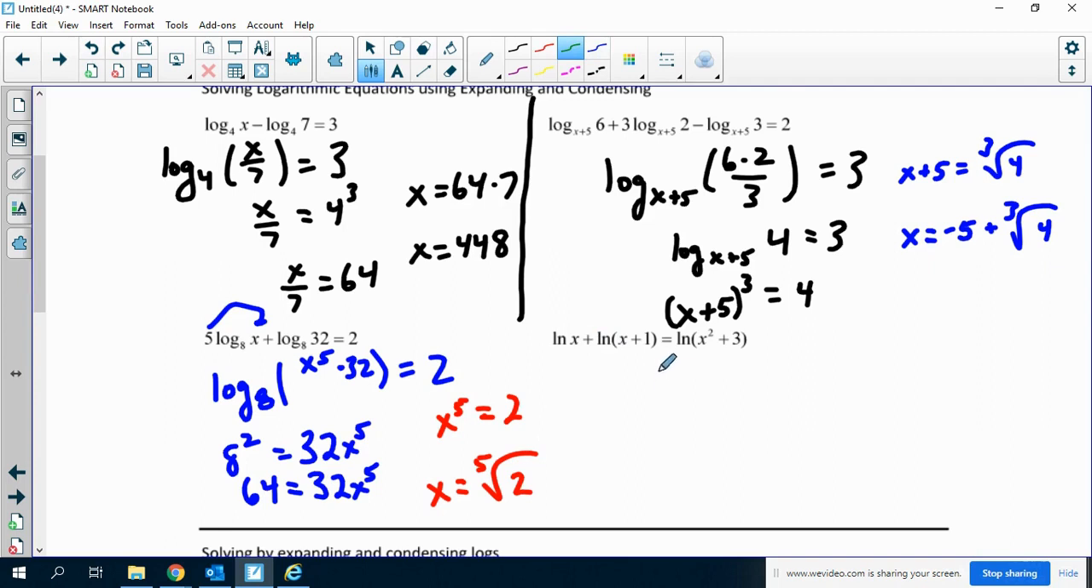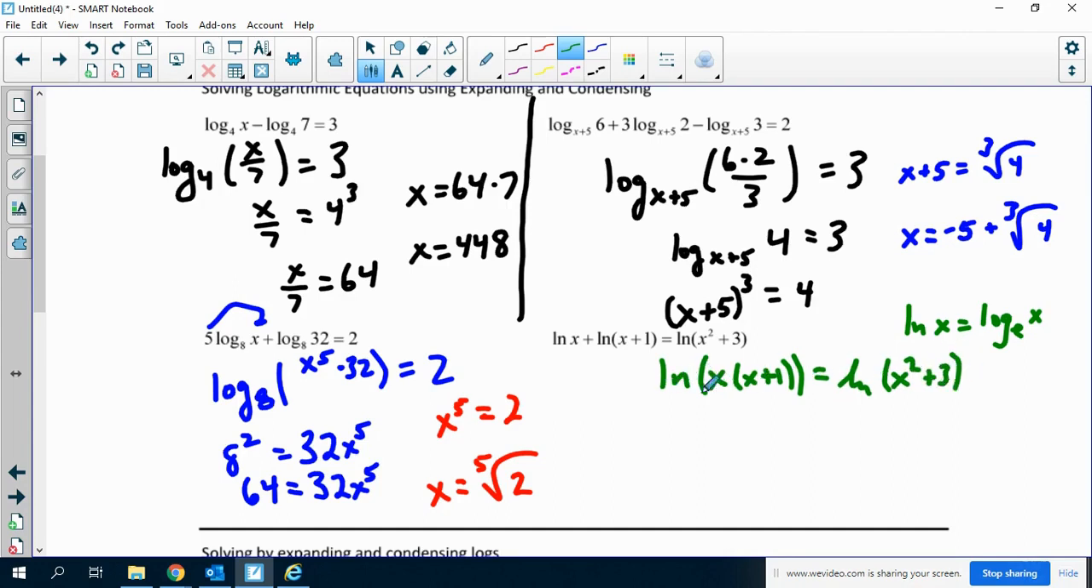Finally, I have a plus here. So natural log. Remember that natural log of x is equivalent to log base e of x. So this is really just log base e. So natural log of x times x plus 1 is equal to natural log of x squared plus 3.